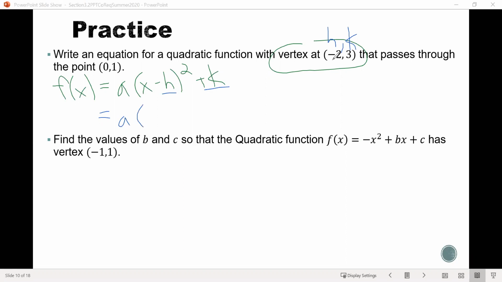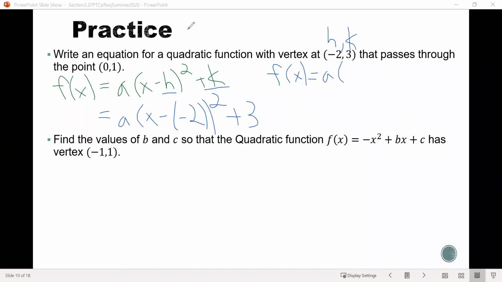So we'd have a times x minus -2, and you notice even though there's already a minus, I still put in the -2 since that's what the value of h is, and then plus the value for k, which is 3. And if we simplify that, what we have is f of x equals a times x minus minus here makes a plus, so x plus 2 squared plus 3.